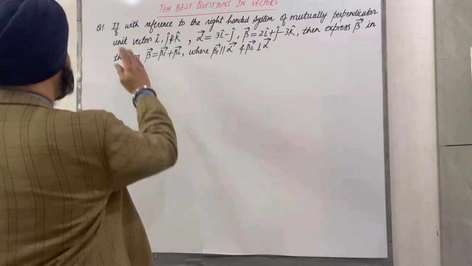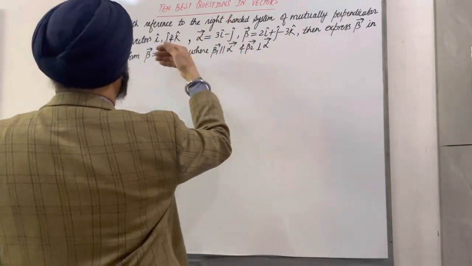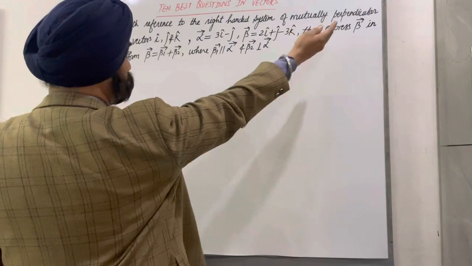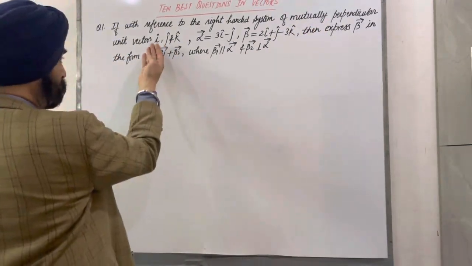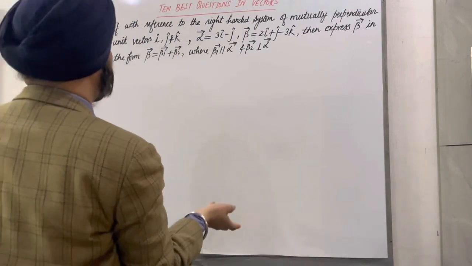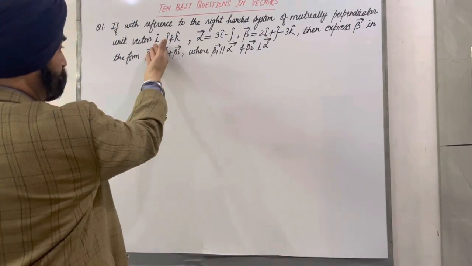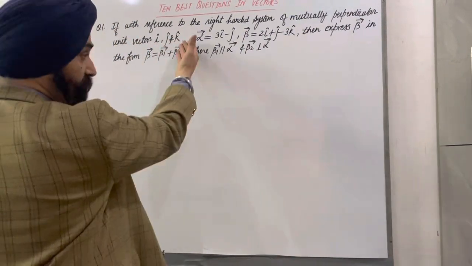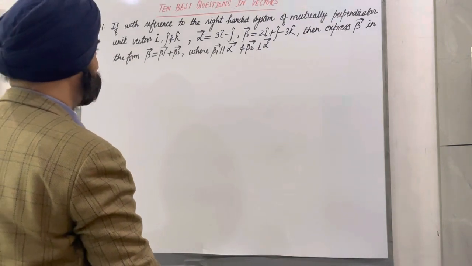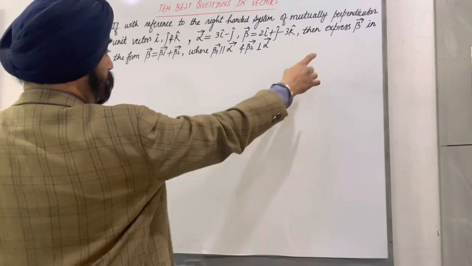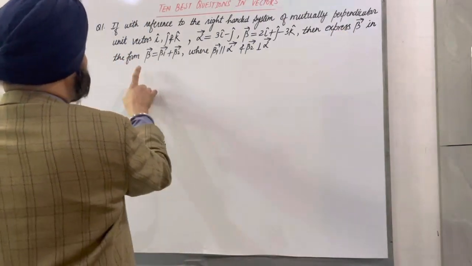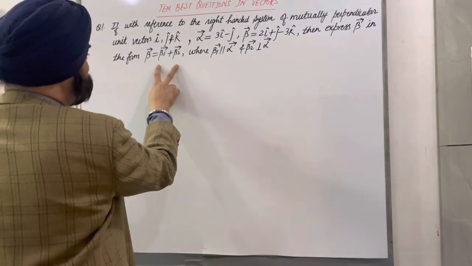So the very first thing to understand here is that when they say right-handed system of mutually perpendicular unit vectors i, j and k, they are basically the unit vectors determining the directions of positive x-axis, positive y-axis and positive z-axis respectively. So you're being asked to express this vector beta in the format beta 1 plus beta 2.